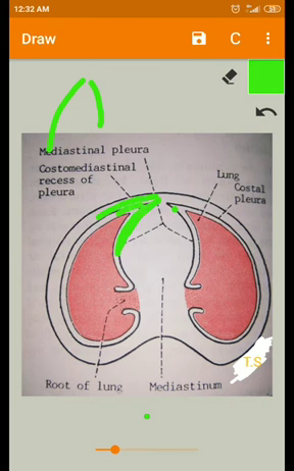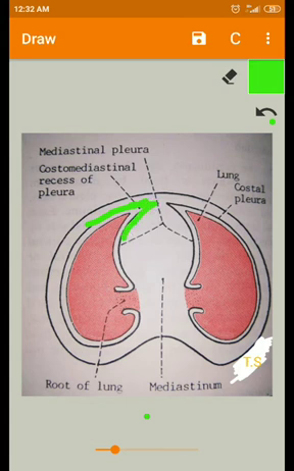by this mediastinal pleura. This recess is possibly filled up by the anterior margin of the lung, even during quiet breathing. In quiet breathing also, the anterior margin of the lung is covered on the cardiac notch. So this is about the mediastinal pleura. Simply we can say this mediastinal pleura is formed between the costal parietal pleura and the mediastinal parietal pleura.